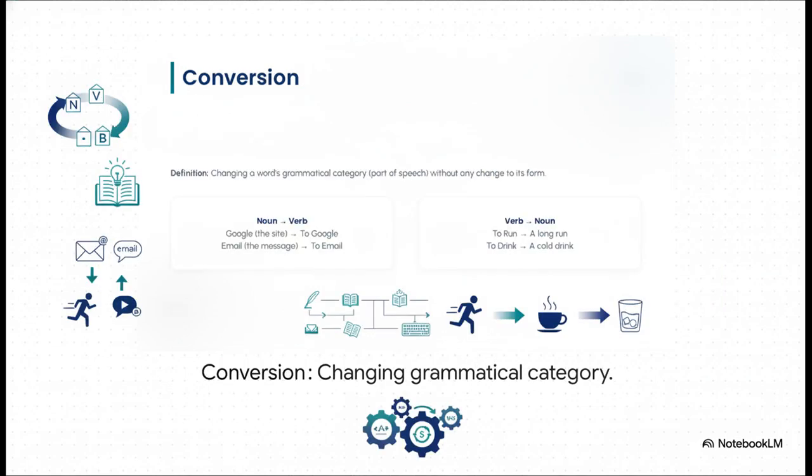Process 7 is conversion, and man, is it flexible. In conversion, a word's spelling and pronunciation stay exactly identical, but its grammatical function totally shifts. So email started as a noun, the message itself, right? But through conversion, it became an action verb, as in, I'll email you later.